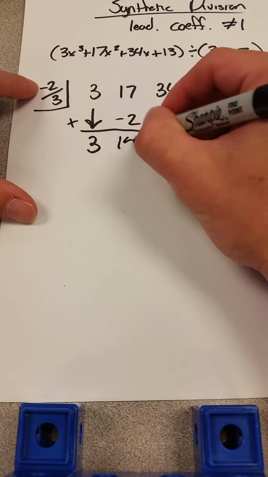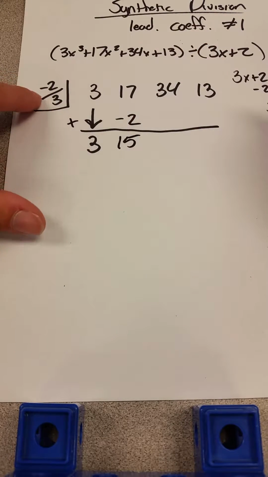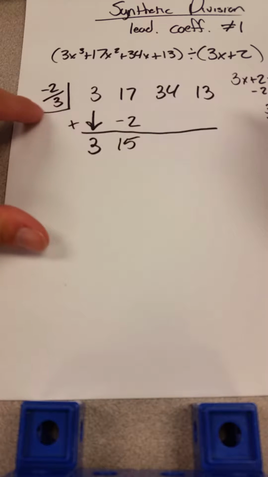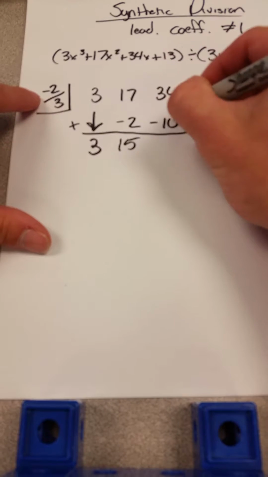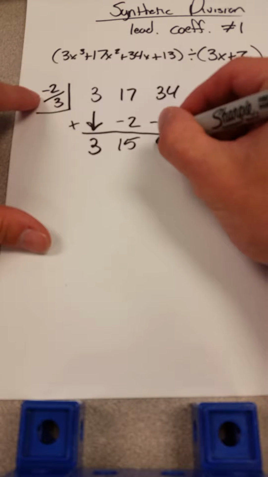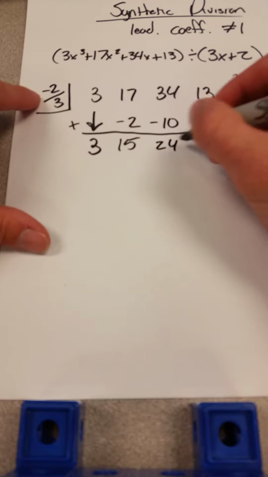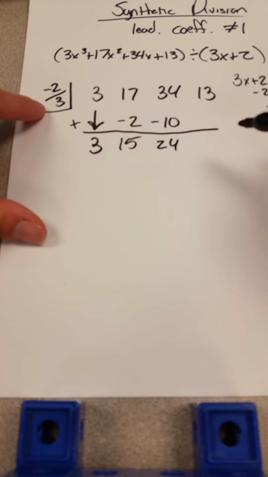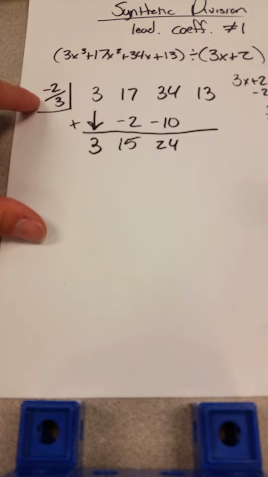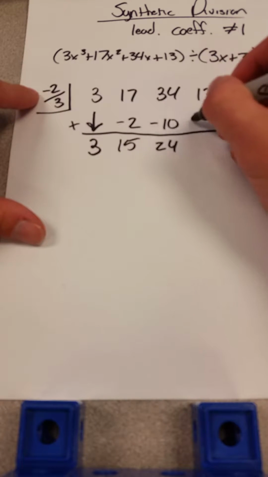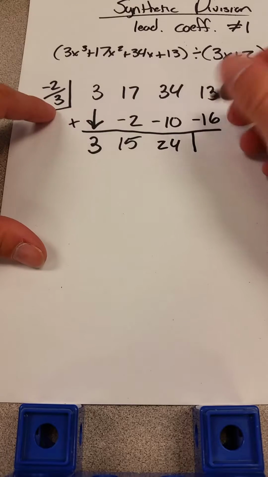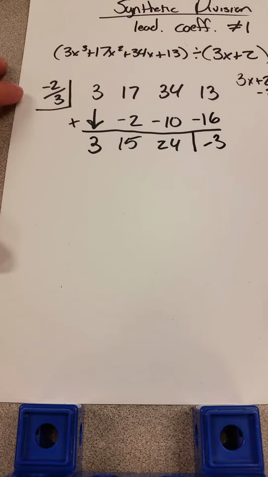17 minus 2 is 15. Divide by the bottom, multiply by the top. 15 divided by 3 is 5. 5 times negative 2 is negative 10. Add. You get 24. Divide and multiply. So divide by 3, that's 8. 24 divided by 3 is 8. 8 times negative 2, negative 16, which leaves us with a remainder of negative 3.